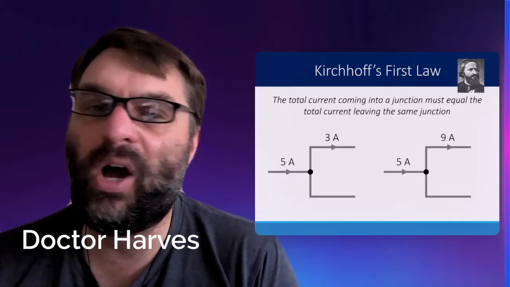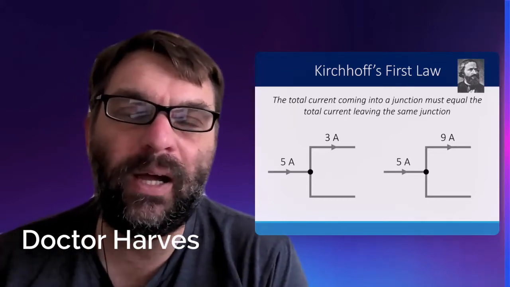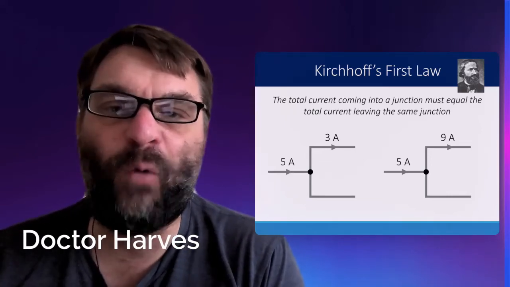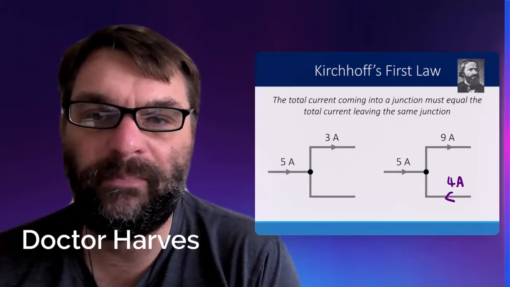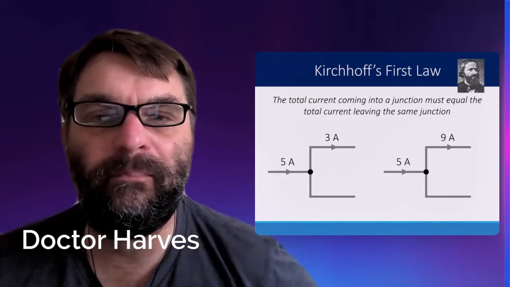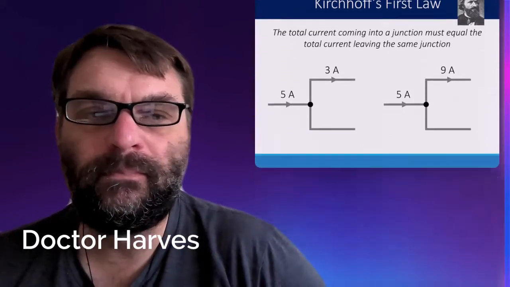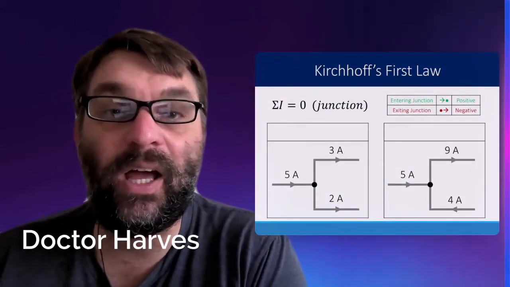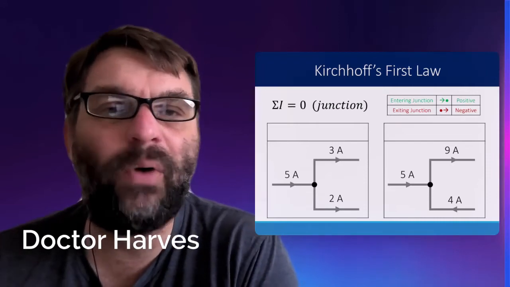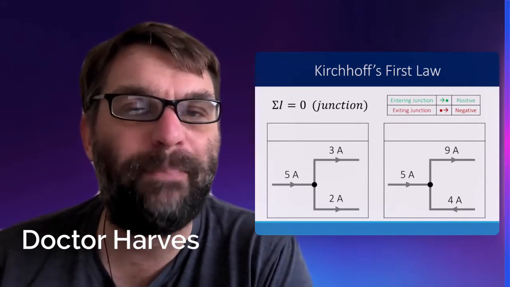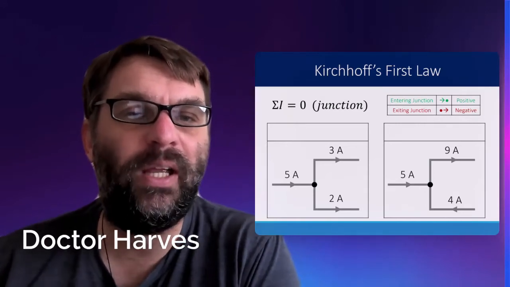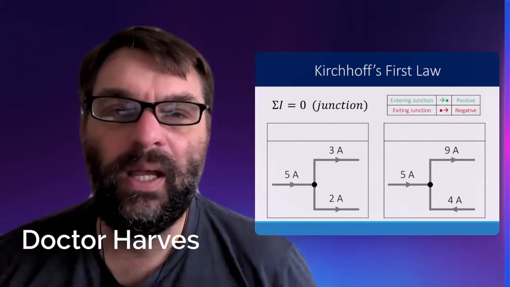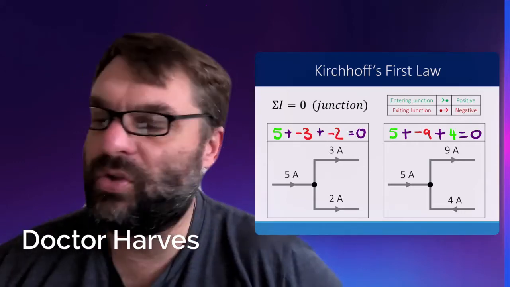And on the right hand side, you'll notice that it's 9 amps coming out of the junction when 5 amps goes in. So it just means that there's 4 amps going in the opposite direction than the 9 amp tributary. So to summarize that, the sum of the currents in a junction equals 0. If it's entering the junction, it's a positive, and if it's exiting the junction, it is a negative. It's the reason why we got the results we did in the previous example.